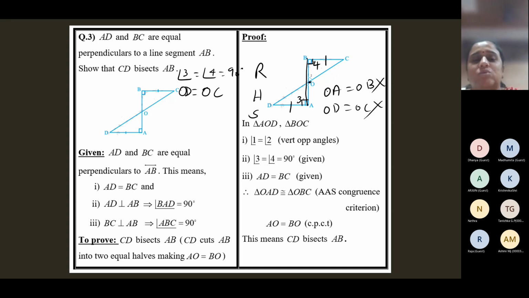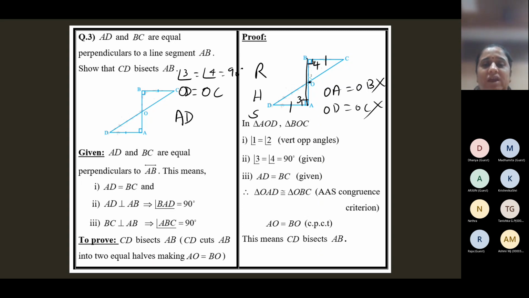You can use the RHS rule only when you can show, in the two right triangles, when they're right triangles, you have a 90-degree angle there. Then the hypotenuse of both the triangles must be equal, and some other side of one triangle should be equal to another side of the second triangle. Only if you have this information can you use RHS. So H we don't have, but S we have, side we have.